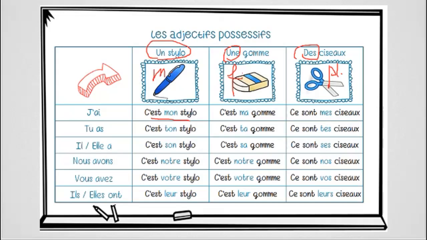And I want to say, this is my eraser. How to say that? C'est ma gomme. Mm-hmm. If I want to say, this is your eraser. Yours is, say, this is your eraser. Say ton, because it's feminine. Okay. Ta. Very good.